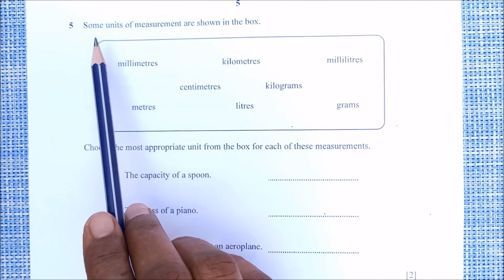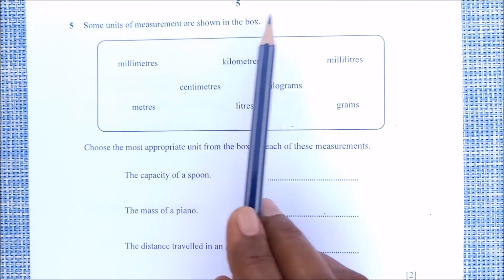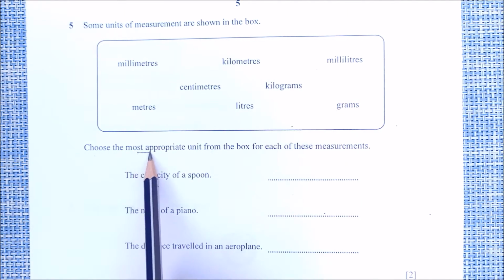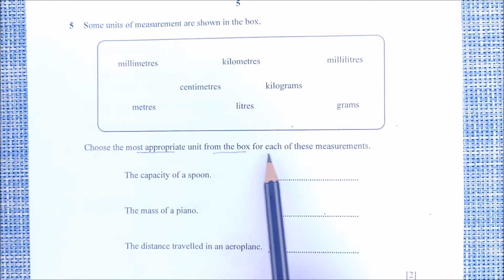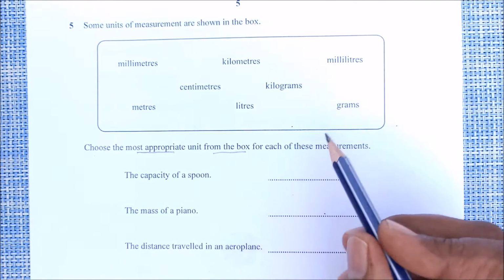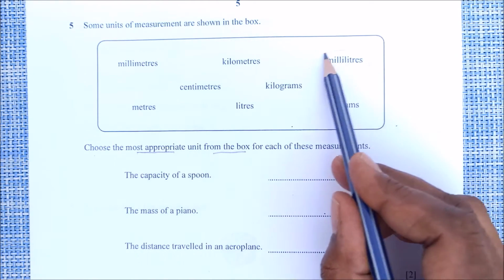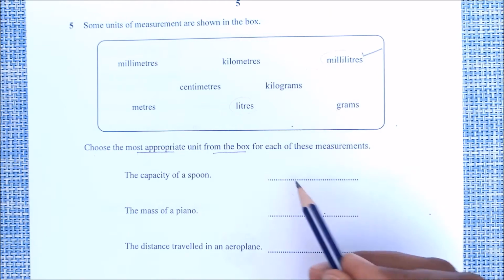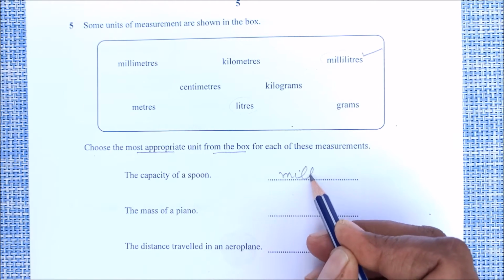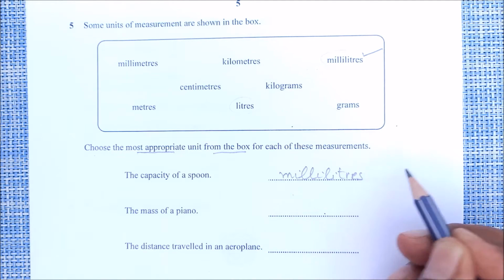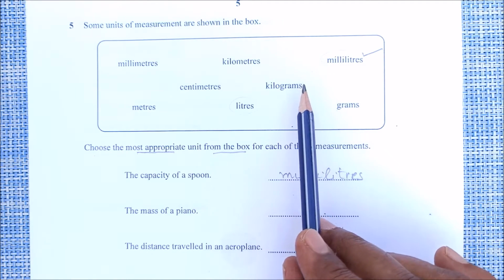Question 5. Some units of measurement are shown in the box. We are given all these units here in the box. Choose the most appropriate unit from the box for each of these measurements. The capacity of a spoon is small, so this is a capacity unit, and liter is too big, so we are going to use milliliters. So the capacity of a spoon is milliliters. Make sure that you use units from this box only. Don't make your own units.